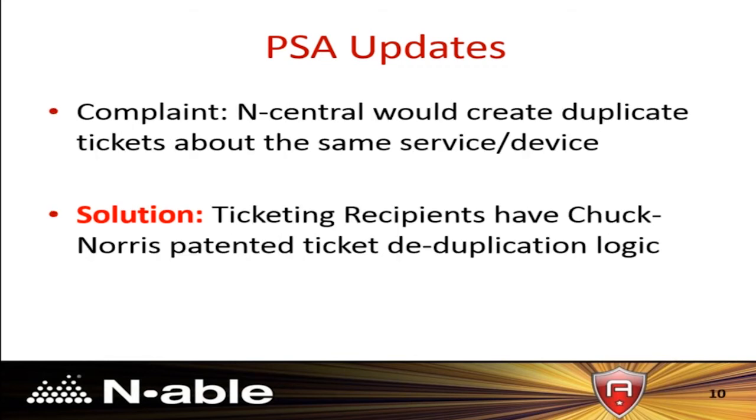We've heard complaints and issues that N-central was creating duplicate tickets. When a service would go failed and then normal and failed and then normal, it would create a ticket each time as opposed to just reopening the existing ticket. So now we have, within ticketing recipients, really flexible logic that lets you control when and how N-central should either reopen an existing ticket, update an existing ticket, or perhaps create a new one if that's what you wish.